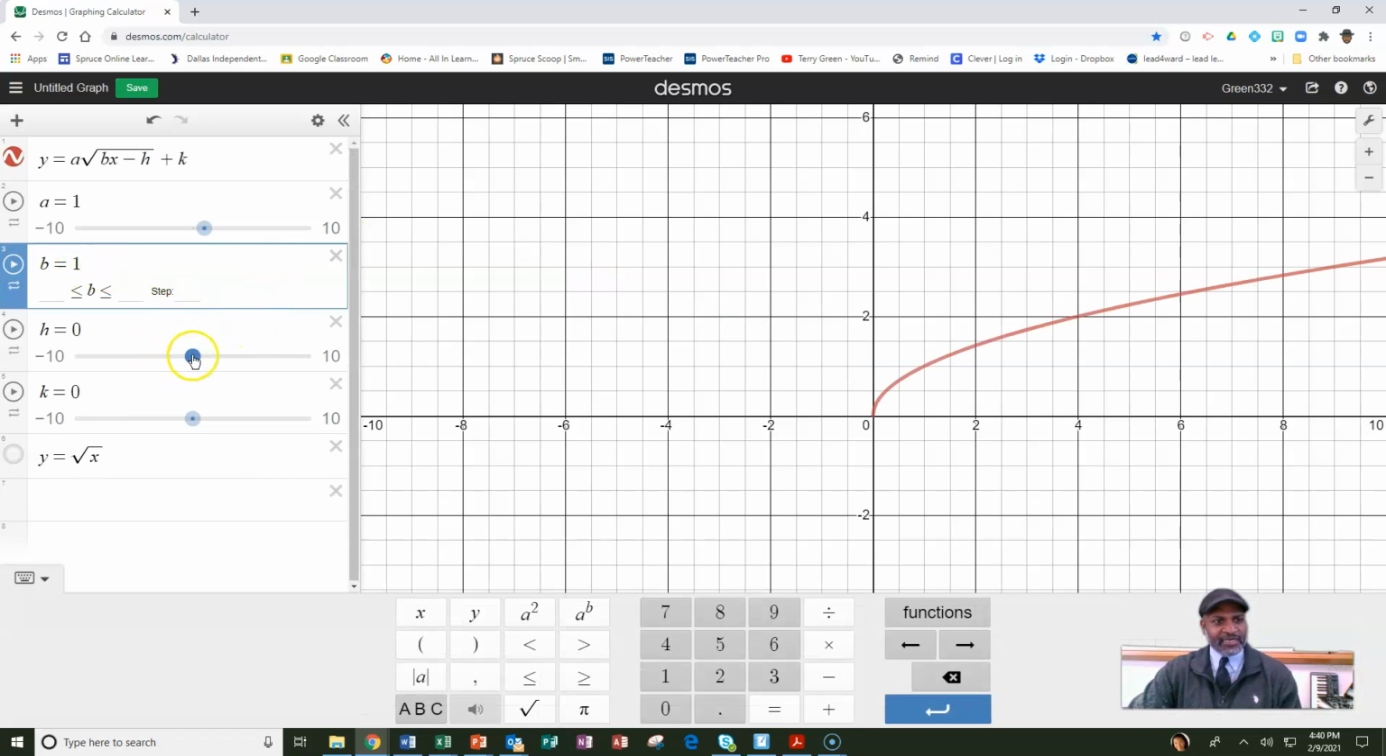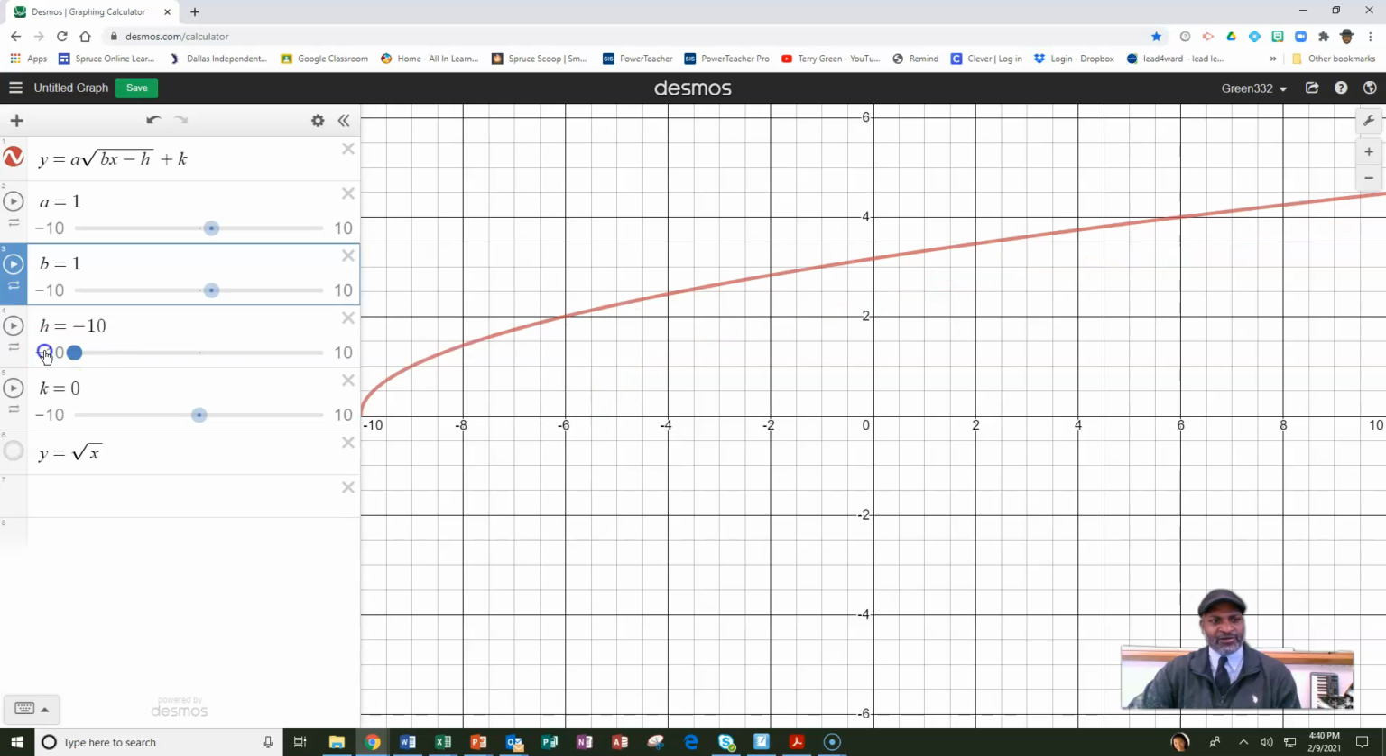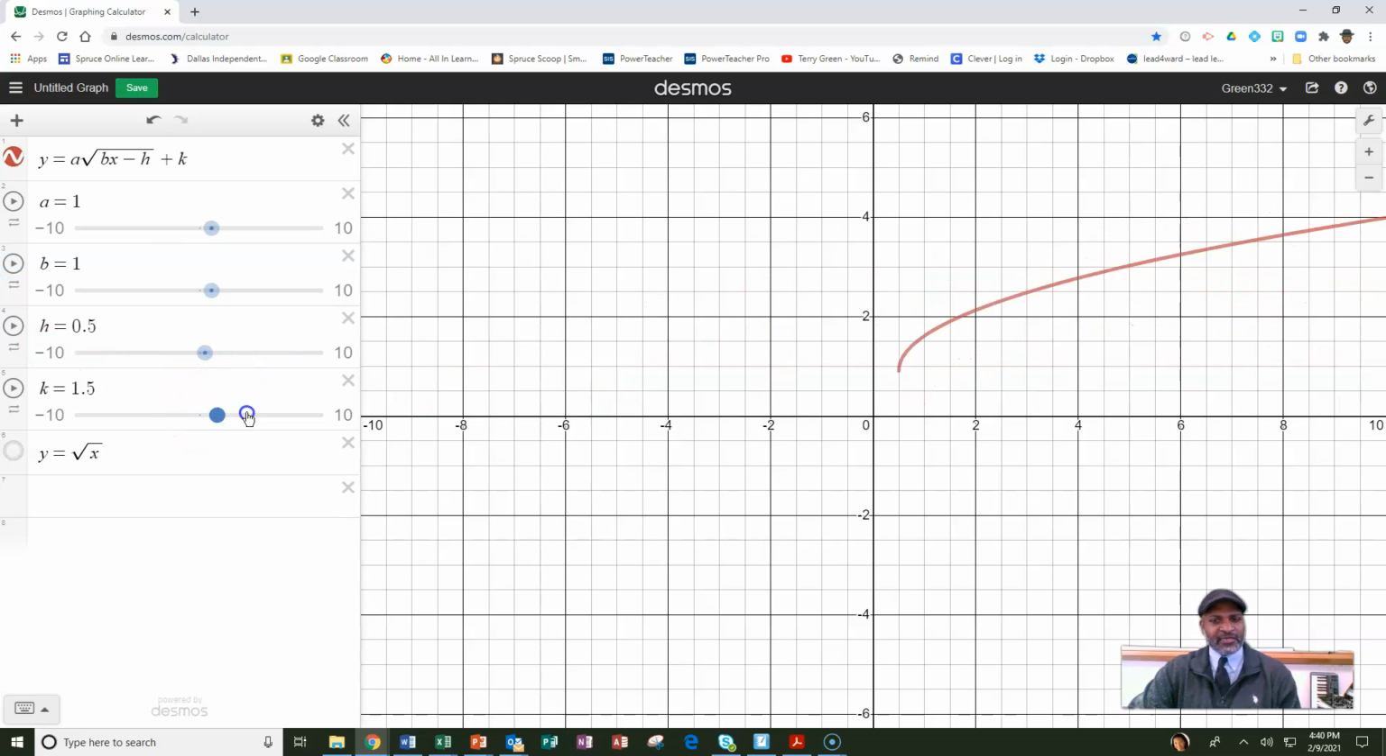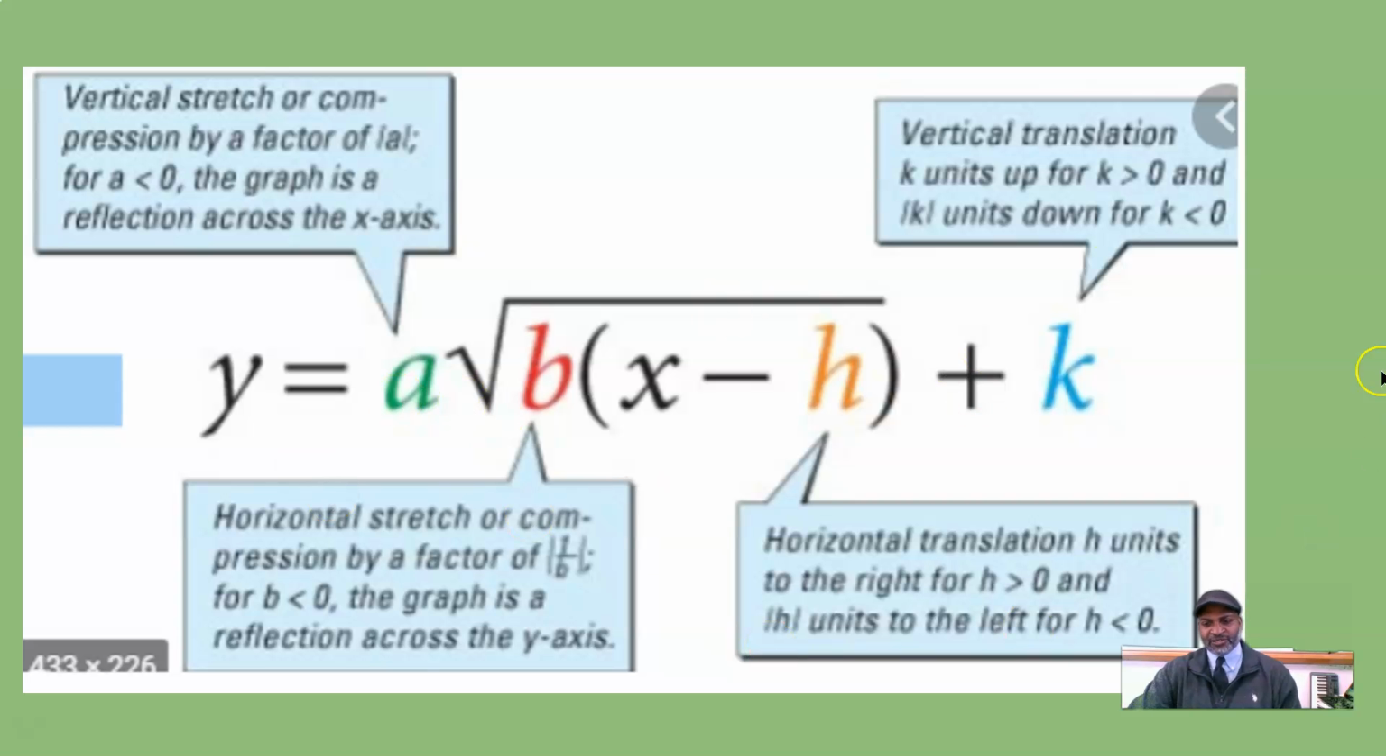So I'm going to let B be 1 here. Okay. H is the horizontal shift. K is the vertical shift. That's basically all that is. Okay, so I just explained all of this. That's what I just did. Okay, next, let's go to the next slide and get to it.